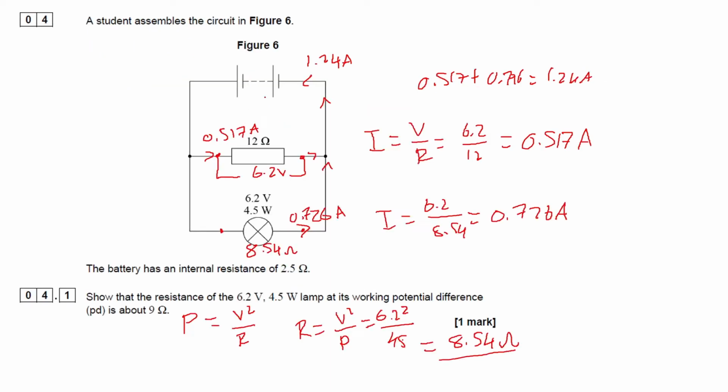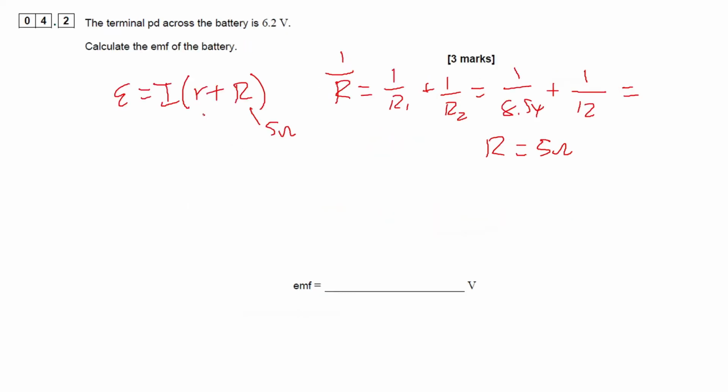Going back to the question, the internal resistance of the cell is 2.5 ohms, so this is 2.5. And we just worked out the current through the cell to be 1.24 amps. So putting these values into the equation, you should get an EMF like this, so 2.5 plus 5, times 1.24, and it's about 9.3 volts.